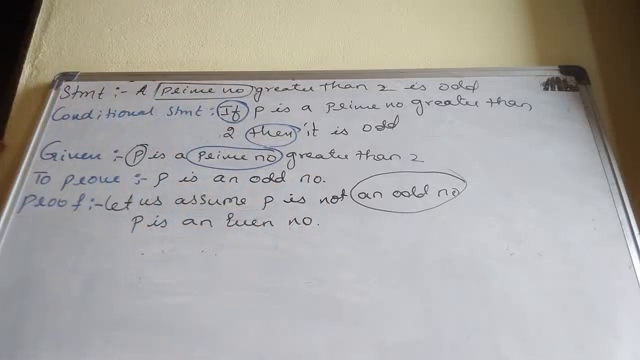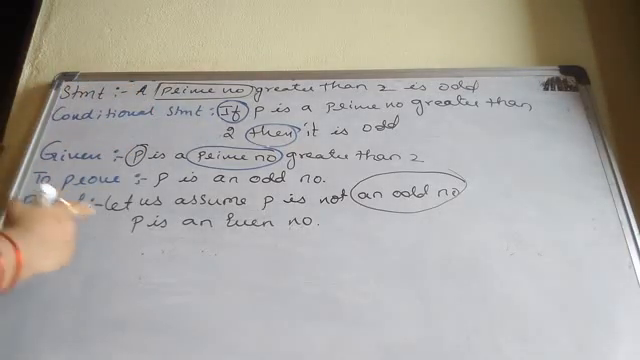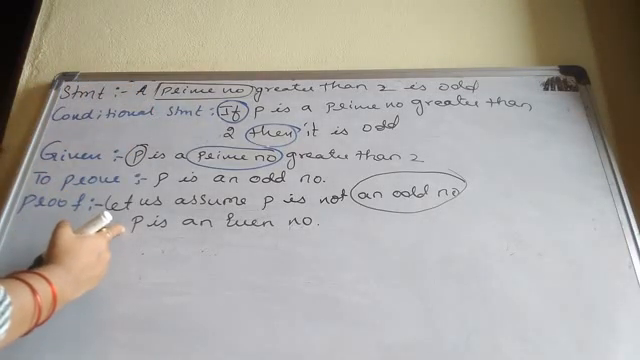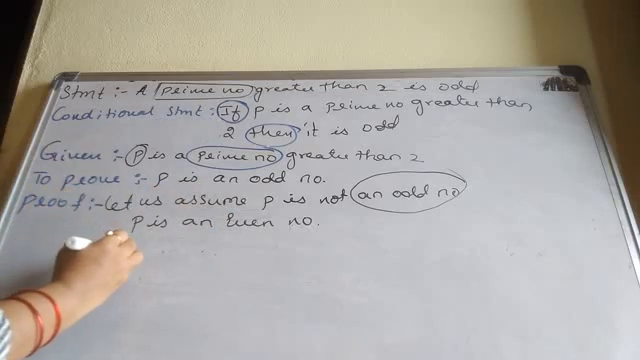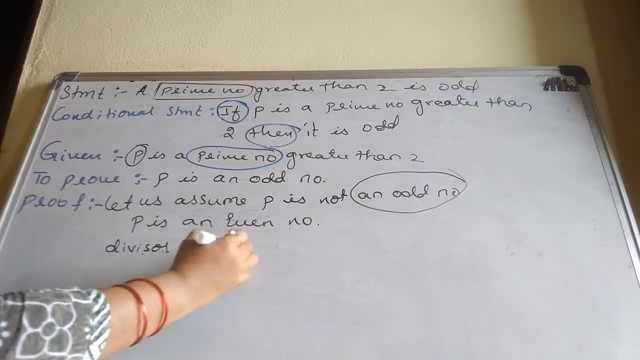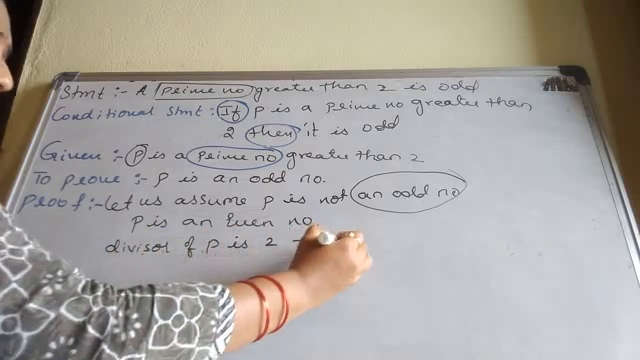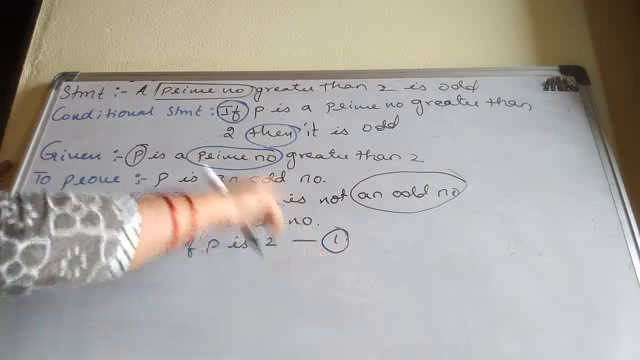Okay, students? Even number means, by definition, the numbers which are divisible by 2. So here, what are the factors of P? 2 only, no? So I'll write: a divisor of P is 2. This is condition number 1.